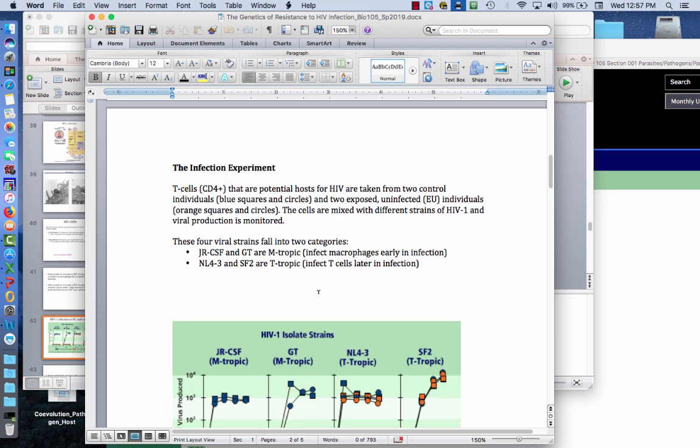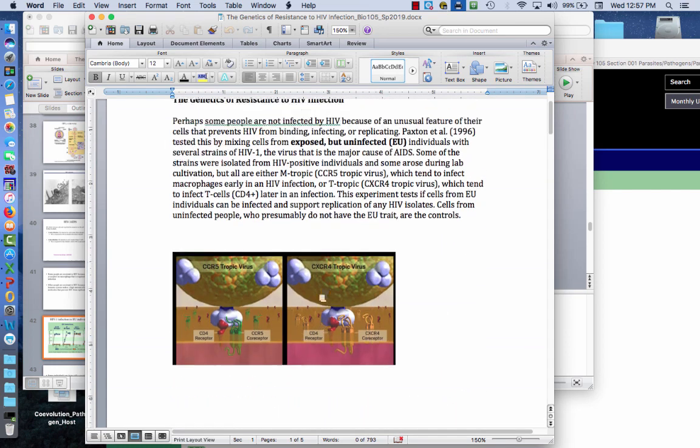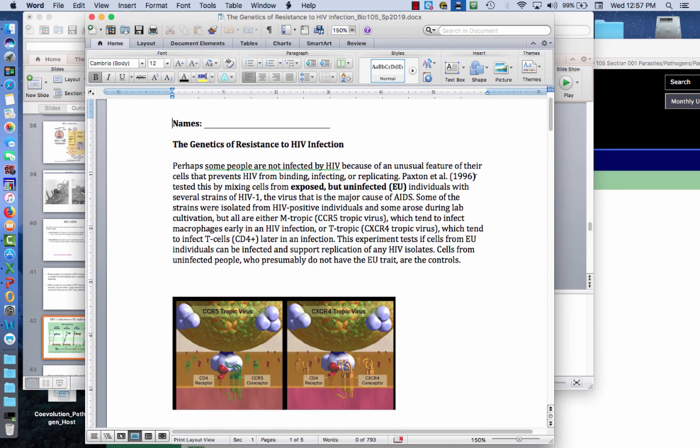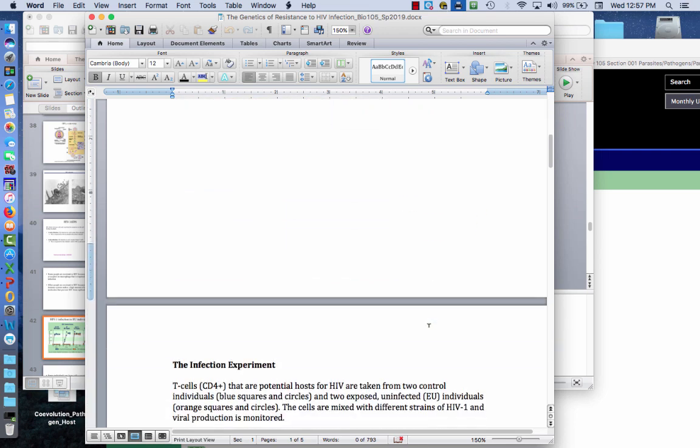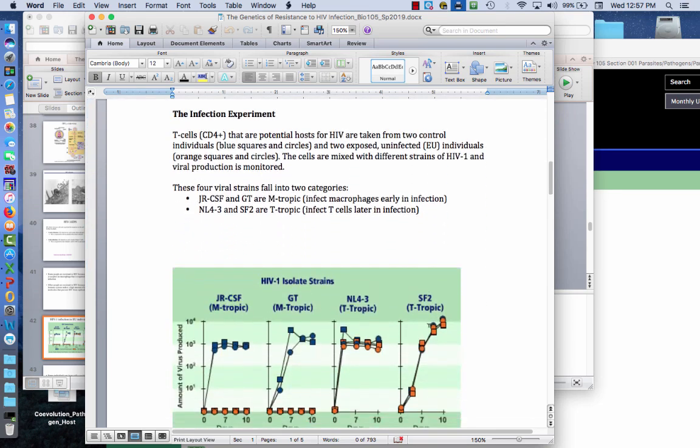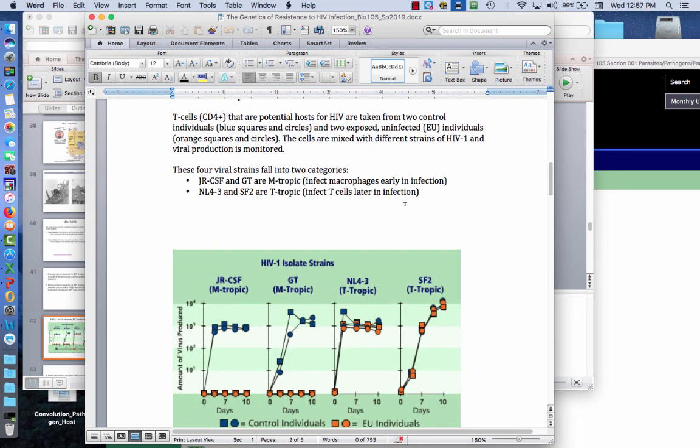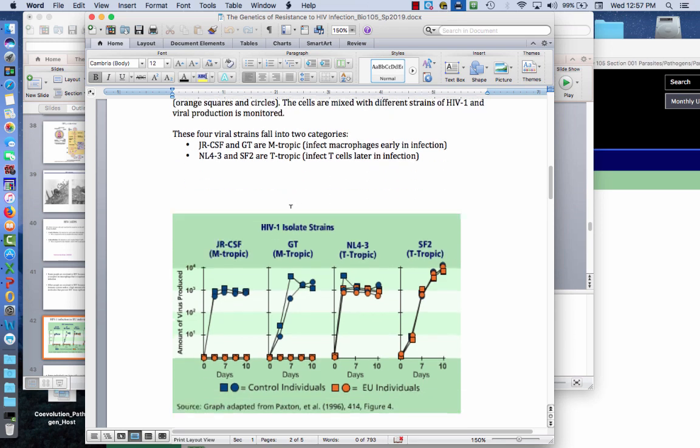All right, what does this have to do with anything? In a recent paper, and I say recent, it's actually from 1996, so probably not too recent, Paxton et al. found a long time ago, through an infection experiment, that people that are exposed but remain uninfected actually lack this CCR5 receptor. All right, how do we know?